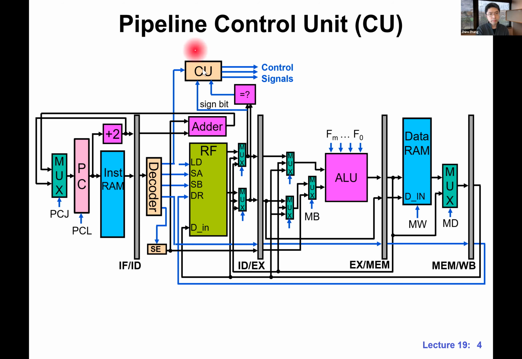Okay, so with this, I was talking about the control units and also the control signals, right? Some of these are already familiar to you, right? MB, MW, and these are the function select. Okay, so let's see how we actually generate this.